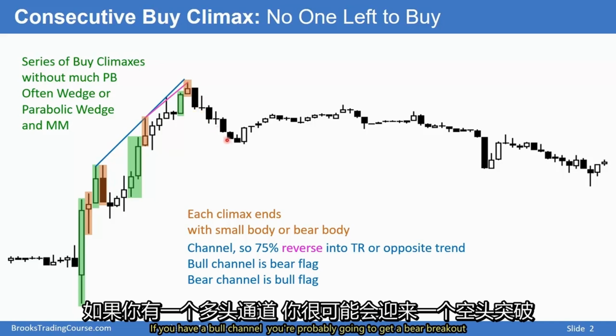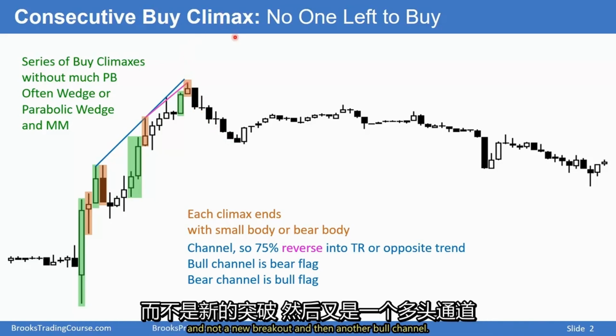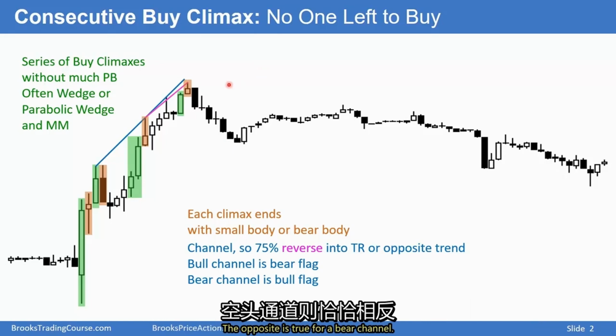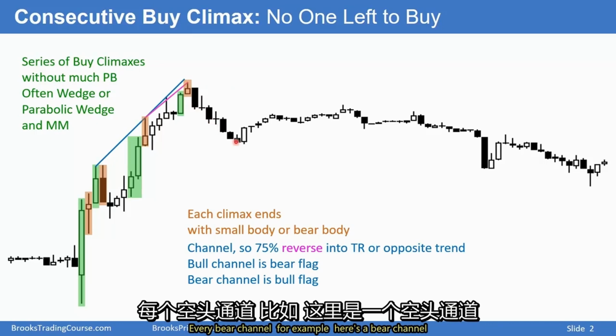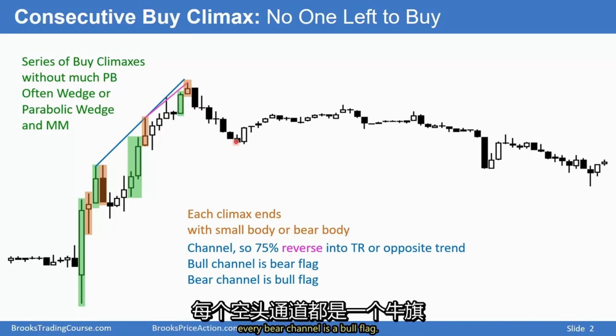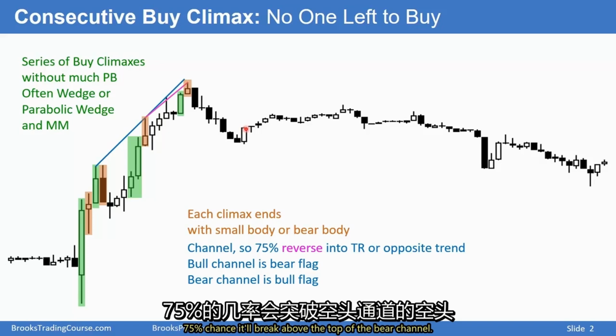If you have a bull channel, you're probably going to get a bear breakout and not a new breakout and then another bull channel. The opposite is true for a bear channel. Every bear channel, for example, here's a bear channel. Every bear channel is a bull flag. 75% chance it'll break above the top of the bear channel.